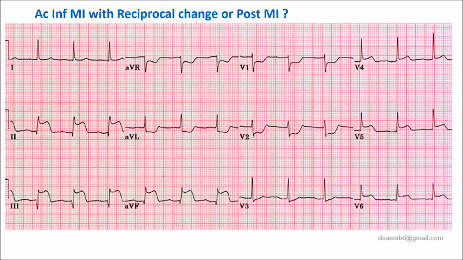Tell me, is this a reciprocal change? Reciprocal change means this is the V1 I'm telling. You see? Is it reciprocal change? No, this is inferior MI. Inferior MI is there. Is it associated with the posterior MI, or this change in the V1, V2, up to V3, associated with the posterior? Is it reciprocal change for the inferior MI, or is it posterior MI? I think posterior. Reciprocal change or inferior MI.